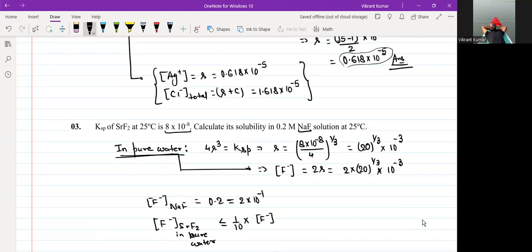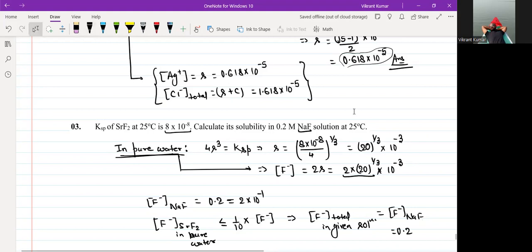क्योंकि less than 1/10 इसका करेंगे तो we'll be getting 2 into 10 raised to -2, which is 20 into 10 raised to -3. और ये नंबर मैंने बोला, it is in between 4 and 6. So 4 and 6 is less than 20, and that's why we are saying that this assumption is valid, and hence we'll say F minus total in given solution can be assumed to be F minus from NaF only, and which is 0.2.